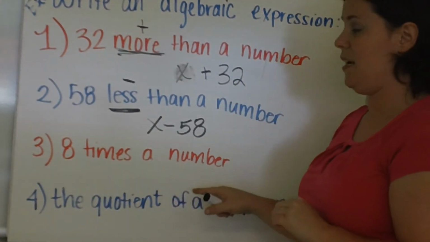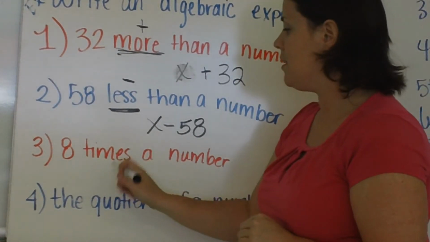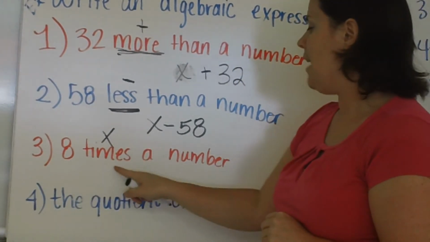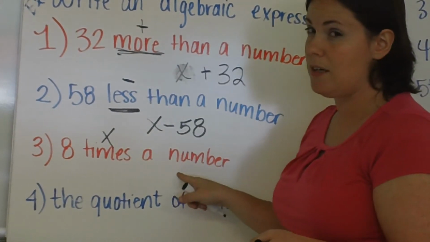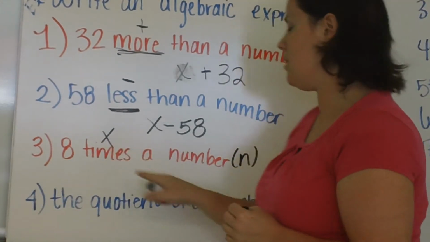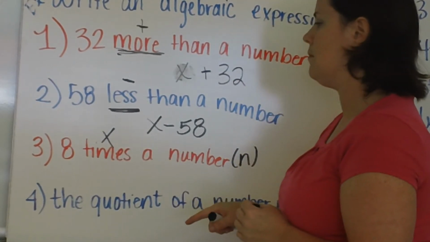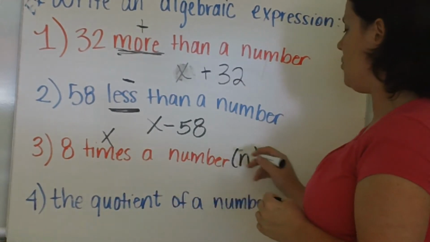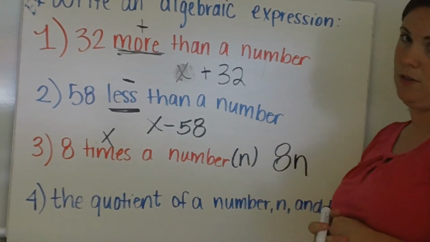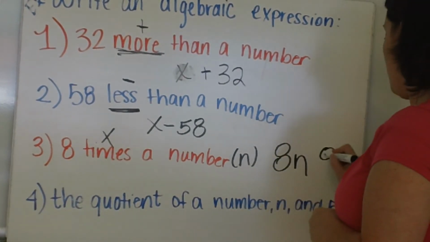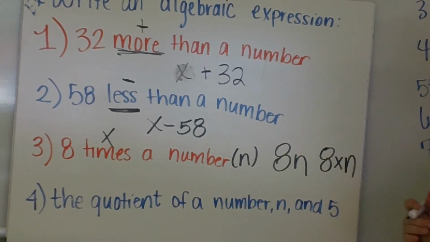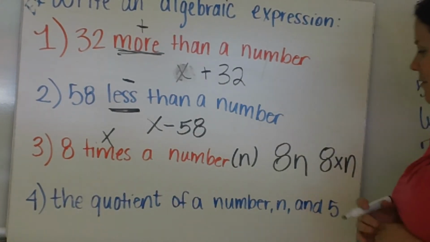Okay, 8 times a number. When I'm referring to times, that's where I'm referring to multiplying. So 8 times a number, and this time I'm going to change my number to an N, because you can get confused with the multiplication symbol and the X in the variable. So 8 times a number is simply 8 times n. You can write 8 and n together, or you can write it 8 times n. Either way.